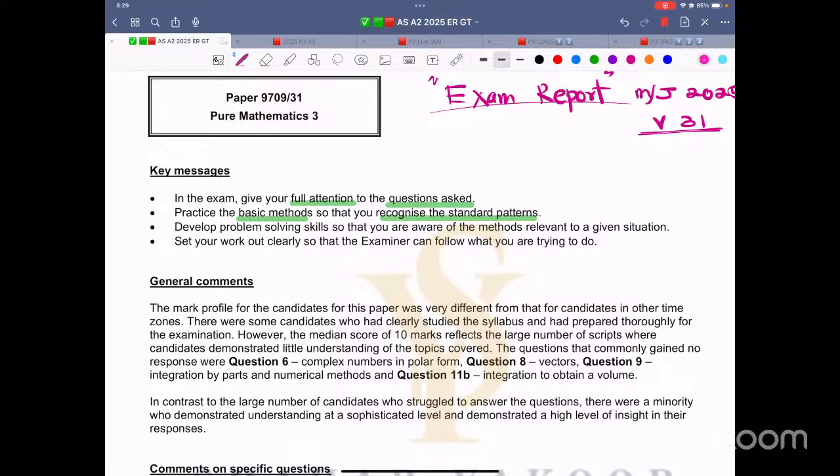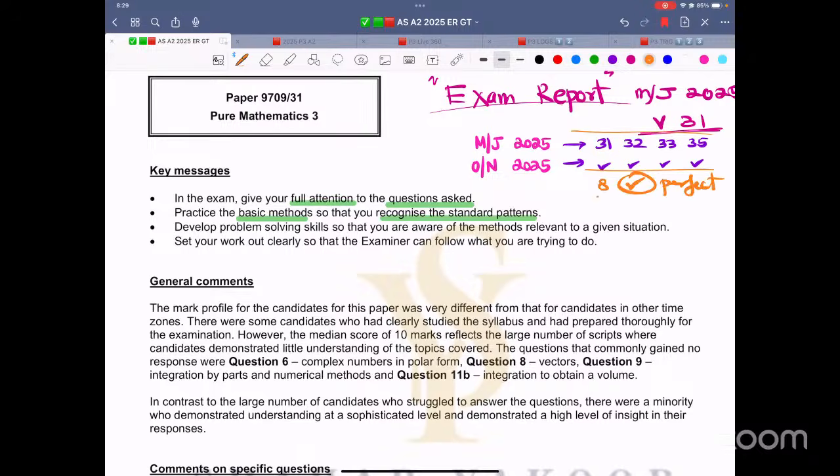So what you need to do is at least try the May, June 2025 papers and the October, November 2025 papers. There are 4 variants, 31, 32, 33, 35. The same thing goes over here. If you can try out these 8, that would be perfect. And if you're able to try out a little bit more, even more perfect, but at least these 8 would suffice for now, because these are very nice questions.